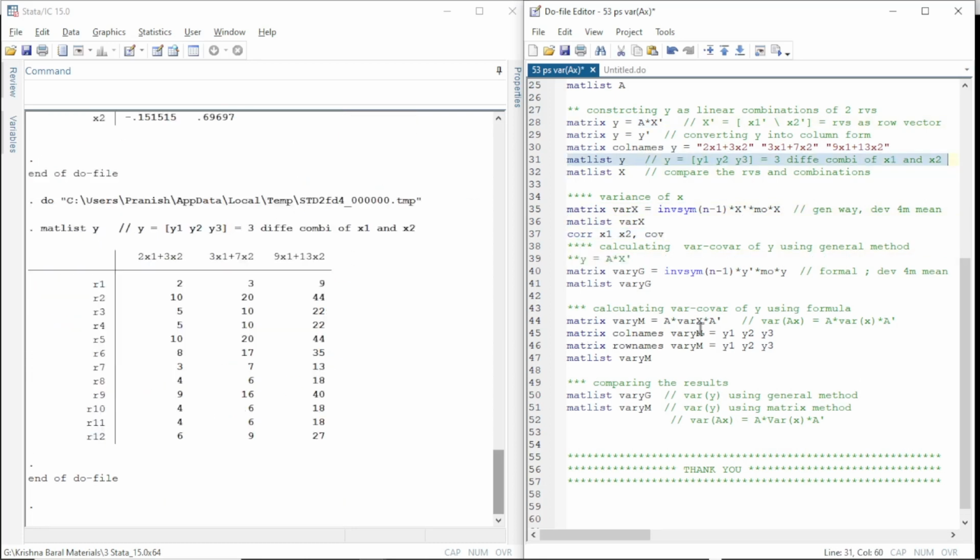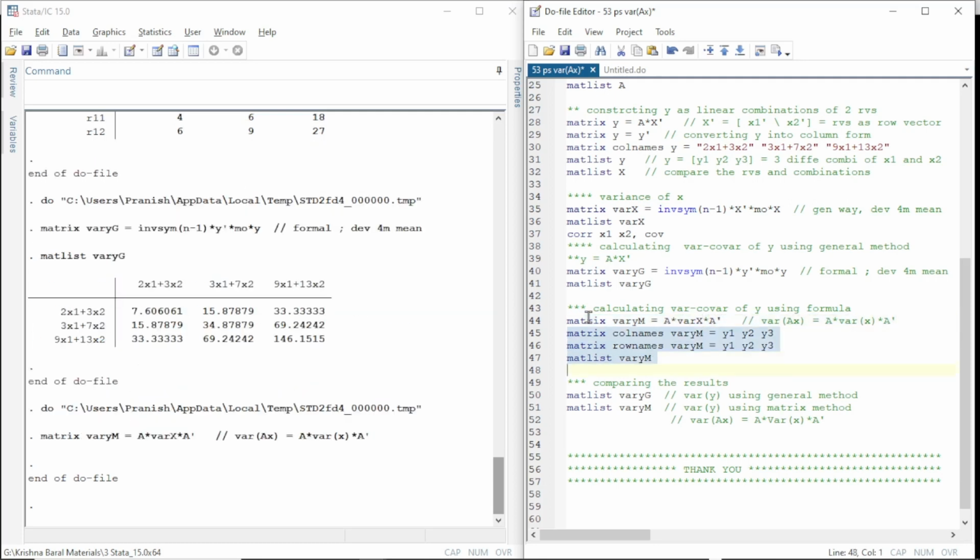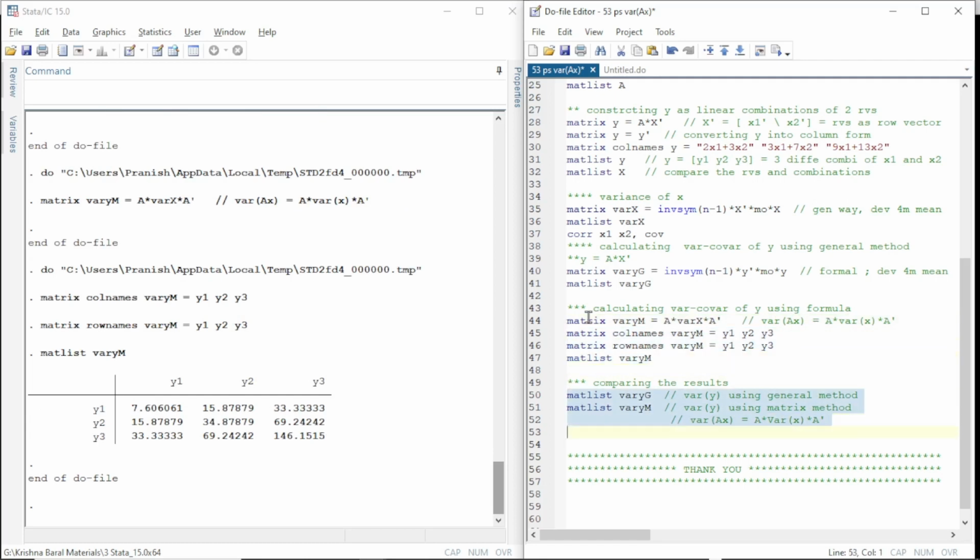Now here is our matrix Y, which holds the linear combinations of the variables x1 and x2, three different linear combinations. Let us calculate its variance using the general formula. This is again Y transpose M0 Y divided by the sample size, and we get this result. Now we'll use the formula to calculate the variance of AX, that is A variance of X A transpose. We want to check whether we get the same result or not.